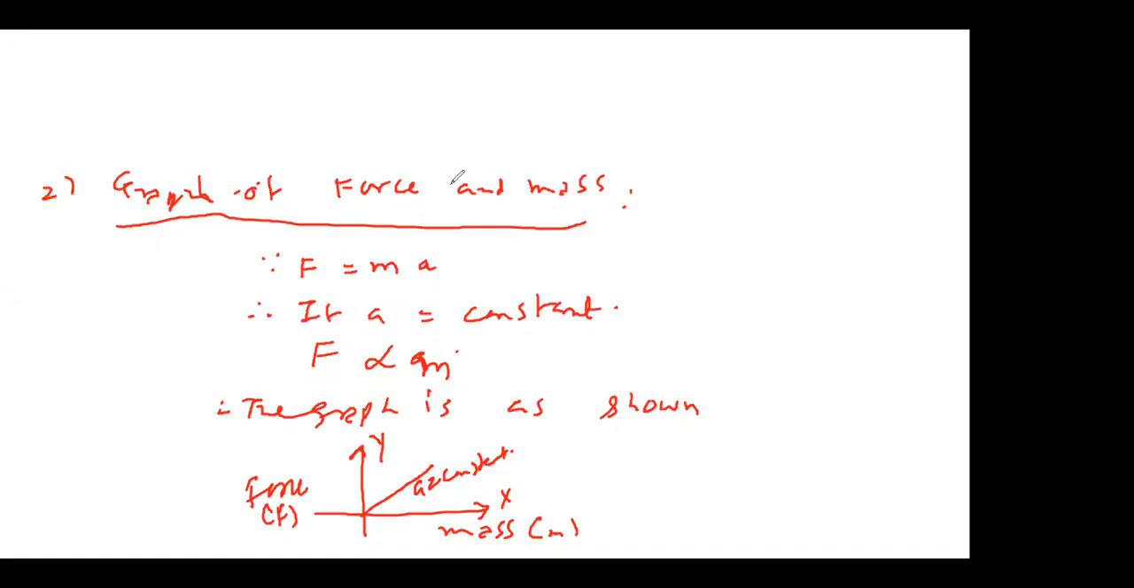Graph of force and mass. Just now we did this. If F is ma and a is constant, then F is proportional to m. This graph is as shown: force along Y, mass along X. It will be a straight line passing through the origin.